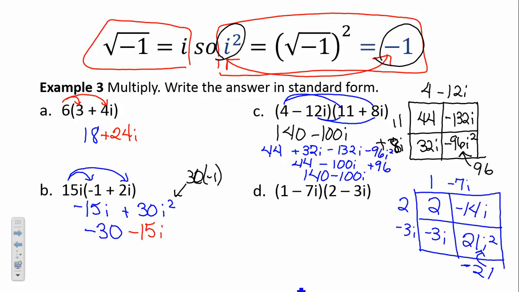So before, when you added just the diagonals, you were only dealing with things that had an i, but because we can change this to a real part, we're going to add both diagonals. Okay, good connection. So 2 minus 21, negative 19, right? Positive 2 and a negative 21. And then a negative 14i and a negative 3i, negative 17i. And we always write our real part first and our imaginary part second to be in standard form.